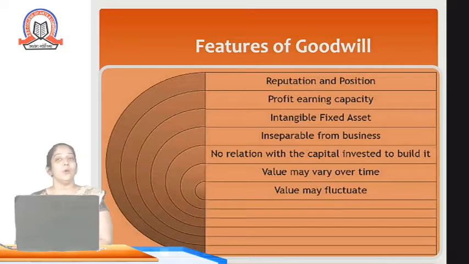Value may vary over time. As I already told, nothing is permanent. Here, if the company is not performing well, the valuation may come down, and there is a possibility that goodwill may change. Then the value may fluctuate. In one financial year, it may be possible that the valuation is 4 lakhs, and possibly in the next year it may be 8 lakhs, depending on the company's performance.